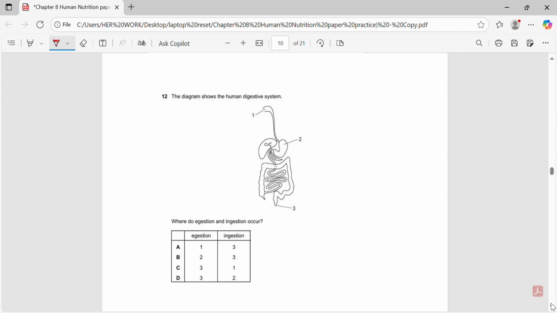On to the next question, another MCQ. The diagram shows the human digestive system labeled 1, 2, and 3. Where do digestion and ingestion occur? Ingestion happens when food enters the mouth. That's the starting point of digestion. Digestion is when undigested material leaves the body through the anus. So if 1 is the mouth and 3 is the anus, digestion occurs at 3, ingestion at 1. And the answer for this is C. Digestion occurs at 3, and ingestion occurs at 1.